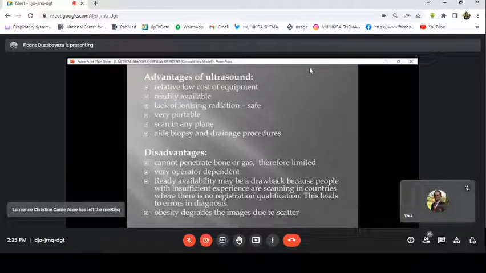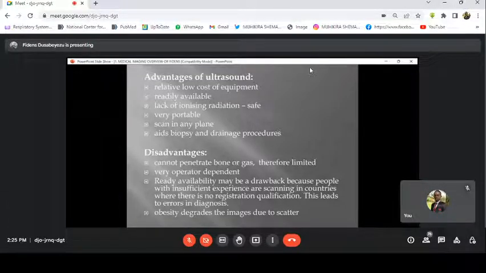And again, people who are very obese are really enemies, not friends of ultrasound, because as you remember, the greater the thickness of the body you are scanning, it can degrade the image quality because of the scatter.